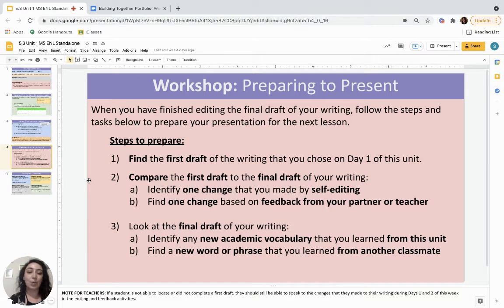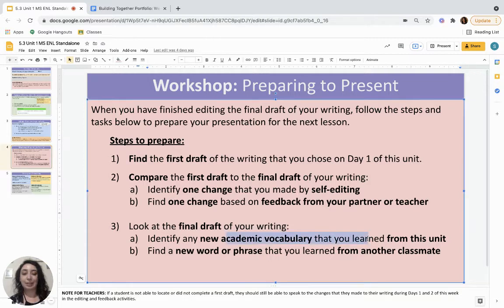So the workshopping part of the lesson is finding the first draft and comparing it to the final draft of their writing. So they make those final edits, they compare the first draft to the final, and then they look at that final draft and find any new academic vocabulary or new words and phrases. So new academic vocabulary they learned from this unit, and new words and phrases they learned from another classmate.